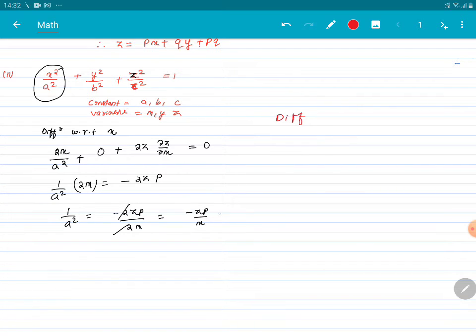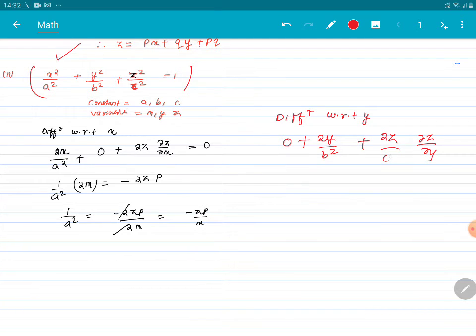Okay, derivative with respect to y. So what is that? Derivative of first, always step by step. This one, first x square, derivative x is 0, derivative y square is 2y by b square, and derivative of z square is 2z. But z is also a function of y, so you can write del z by del y. C square remains, c square is equal to 0. Derivative of 1 is 0.